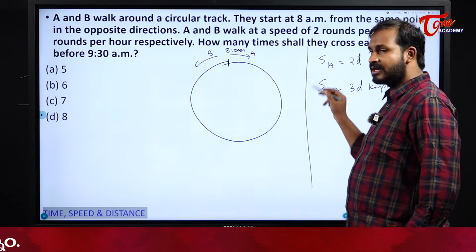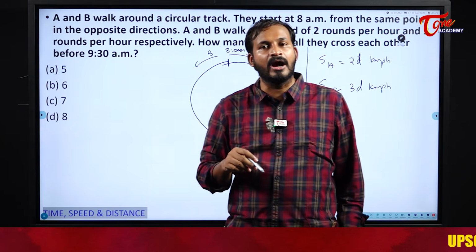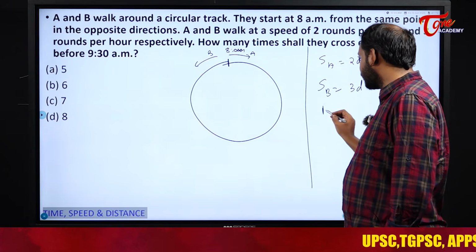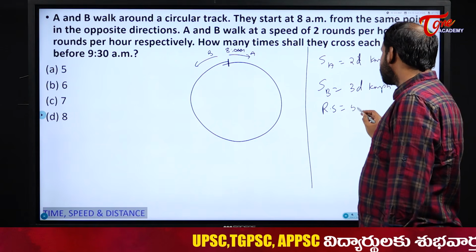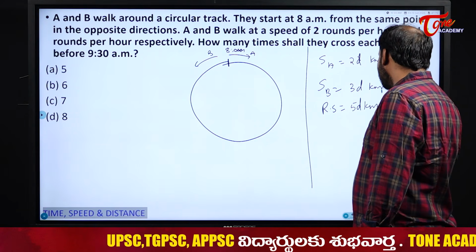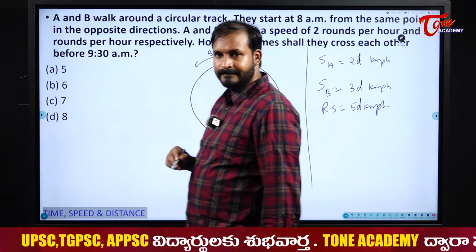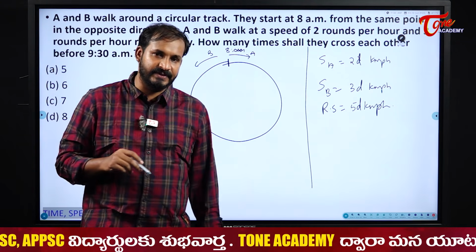Now, the two persons are moving in what direction? They are moving in opposite directions. When two persons are moving in opposite directions, what happens to their relative speed? The sum will become the relative speed. So here it will become what? 5D kmph will be the relative speed for me here.